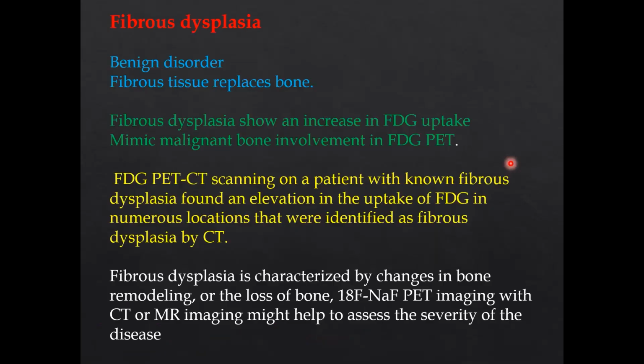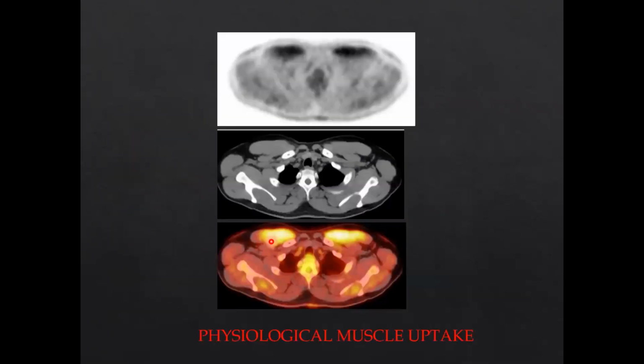Fibrous dysplasia is a benign disorder. It is fibrous tissue replacing bone. Fibrous dysplasia shows an increase in FDG uptake which can mimic malignant bone involvement in FDG PET. An FDG PET CT scan on a patient with known fibrous dysplasia found an elevation in the uptake of FDG in numerous locations that were identified as FD. I will show you the mechanism in the coming slides.